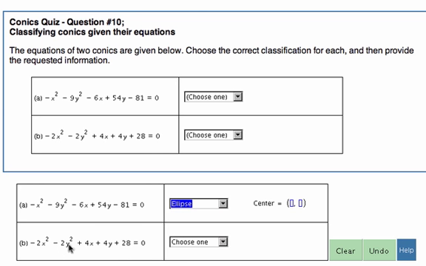Okay, so the second one is pretty close to the other one. I have x squareds and y squareds. They're both negative, so when I move them back over to the other side, they'll both be positive, and they are the same values, so this is a circle.